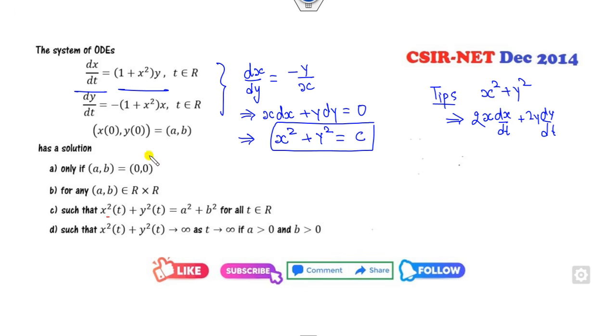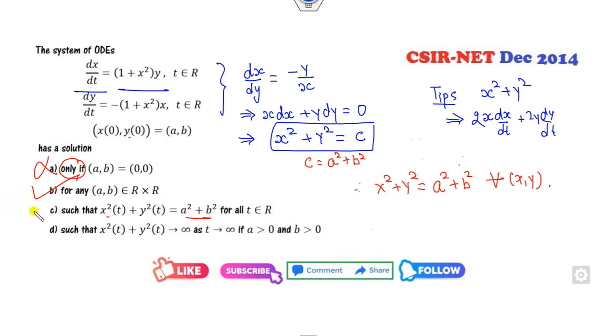Fine. Now x naught and y naught are given, so c will be a squared plus b squared. So my solution is x squared plus y squared equals a squared plus b squared for all the pairs of x comma y. He said only for any pair. x squared plus y squared is equal to this. It goes to infinity as t approaches infinity.